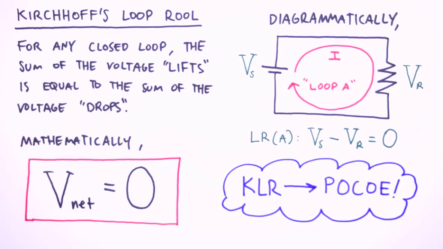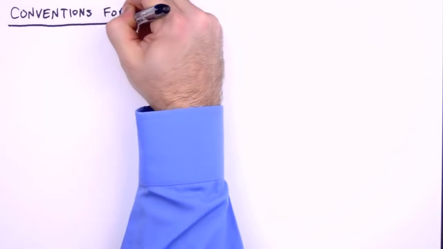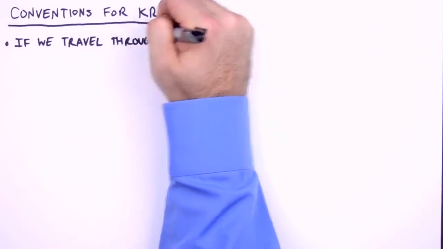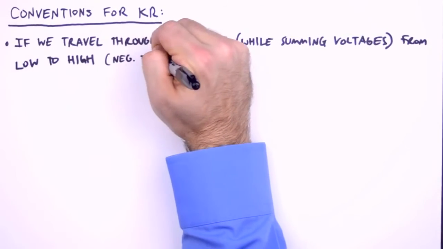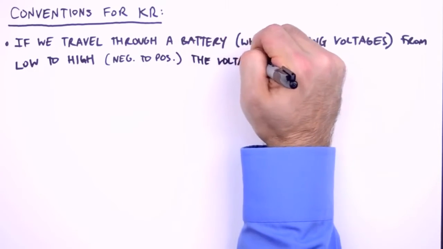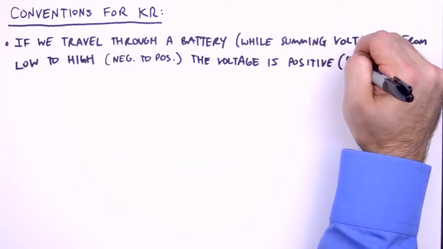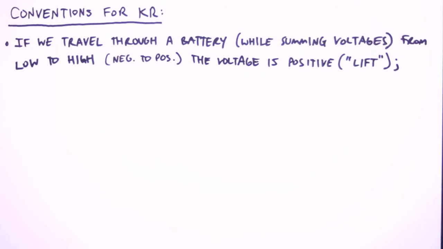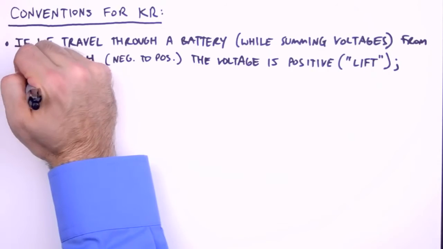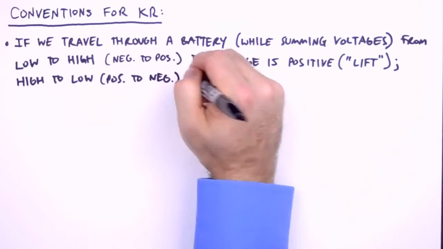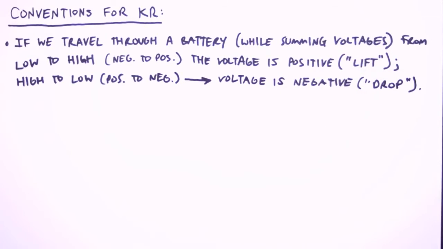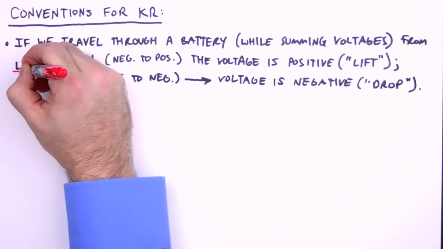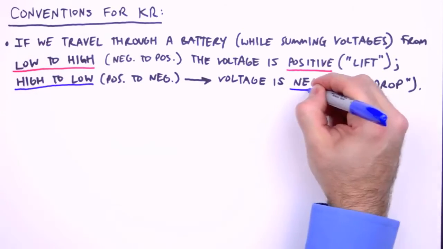Okay, now let's discuss the conventions associated with Kirchhoff's rules. The first two conventions relate to the loop rule in identifying voltage lifts and drops. If we're moving around a loop and we travel through a battery while summing voltages, and we go from low to high, which is to say going from the negative terminal to the positive terminal, then the voltage of the battery is treated as a positive voltage, which we'll call a voltage lift because of the increase in electrical potential. If instead we travel through a battery high to low, that is positive to negative, the voltage is treated as negative, which we'll call a voltage drop because of the decrease in electrical potential. So for voltage sources, low to high, we have a positive voltage. High to low, we have a negative voltage.